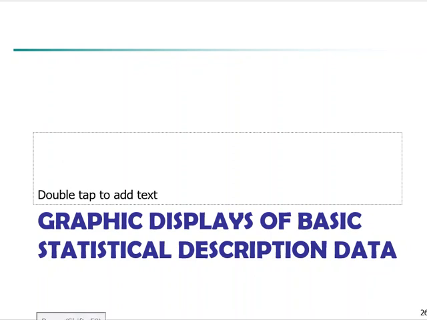Earlier we looked at the box plot, and we saw it's a very intuitive and visual way to display the 5 number summary of a variable. And in this section, we're going to look at a few more graphic displays that can depict the basic statistical description of data for 1 or 2 variables.